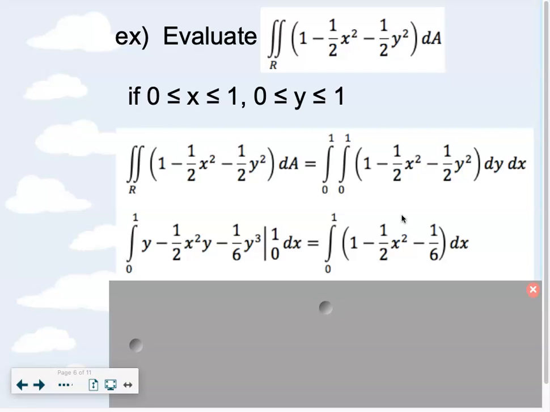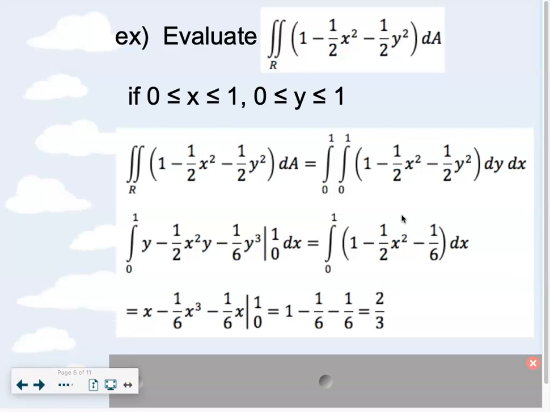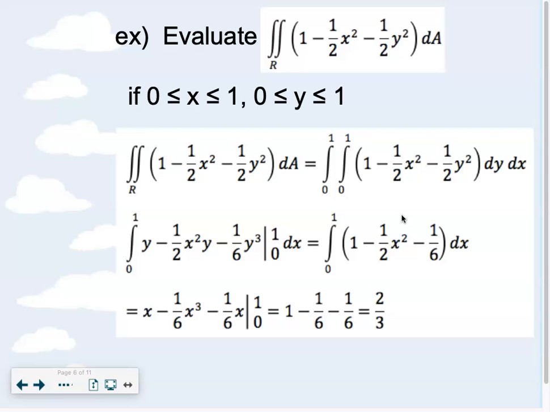So anyway, that being said, we integrate with respect to y, we get this, and then you integrate that, plug in the 1 minus plug in the 0, and then you're left with that, and you integrate that with respect to x, and when you're all done, you get 2/3. If you did it vice versa, you'd get the exact same thing. Any questions on this? Yes.